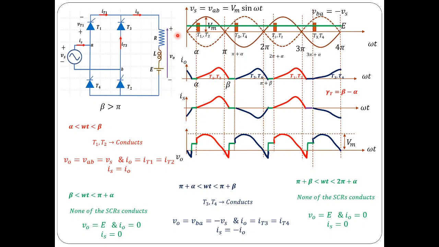So you have to ensure that the firing angle is more than theta 1, where theta 1 is the omega t value where the source voltage becomes more than the battery voltage. So please note this particular point.